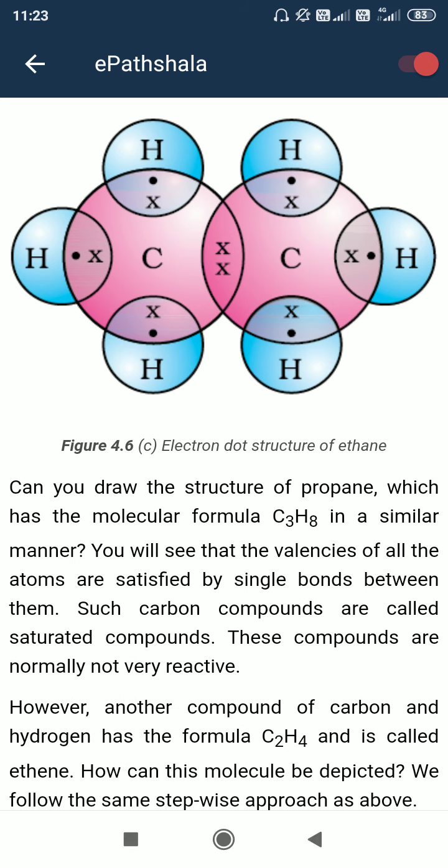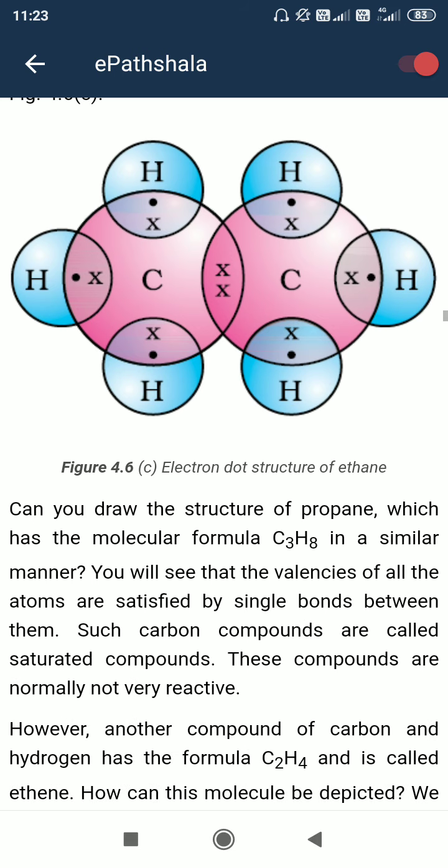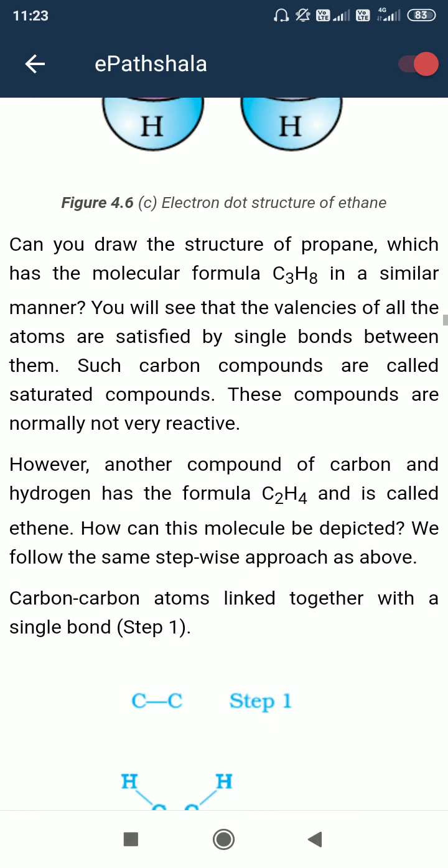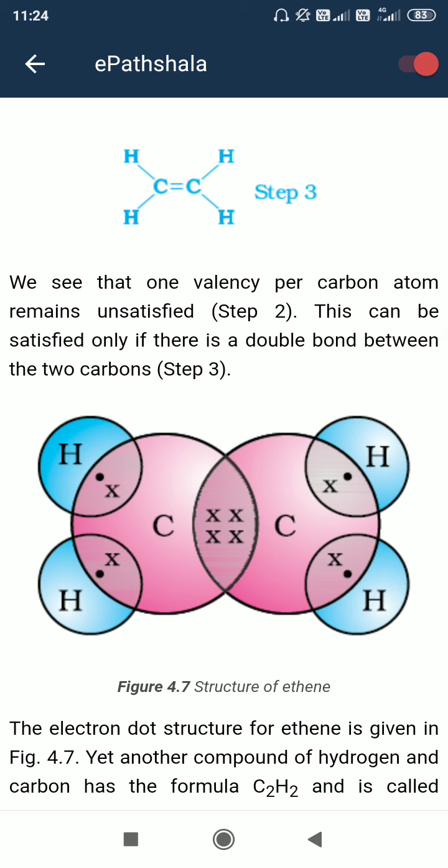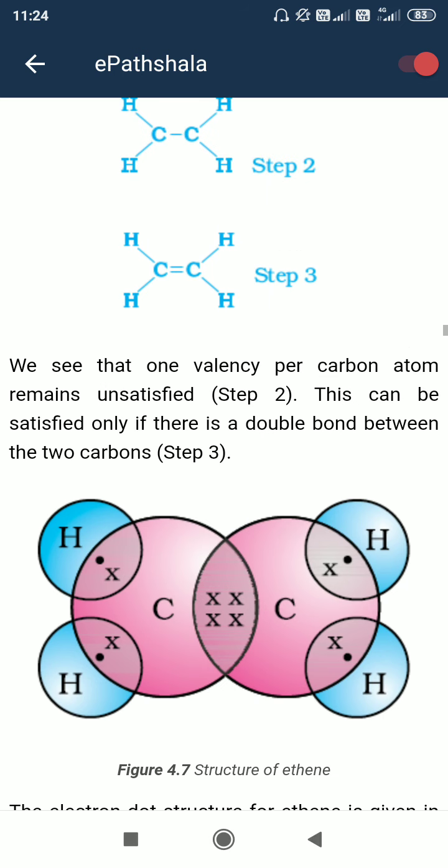When unsaturated, then a double bond may be present. When a double bond is present, then it is called unsaturated. Double bond or triple bond, whatever. See here, CH2 double bond CH2, this is the unsaturated form. So here we can add more hydrogen by breaking this carbon double bond and forming a carbon single bond. So with a carbon single bond, another hydrogen may be added to each carbon. That's why it is unsaturated.